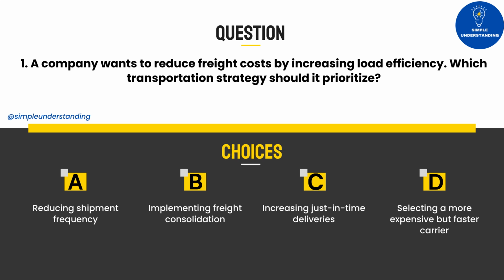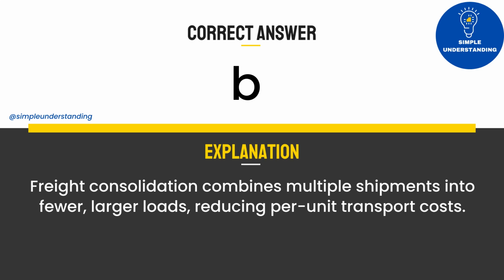Which transportation strategy should it prioritize? A. Reducing shipment frequency. B. Implementing freight consolidation. C. Increasing just-in-time deliveries. D. Selecting a more expensive but faster carrier. Correct answer, B. Explanation. Freight consolidation combines multiple shipments into fewer, larger loads, reducing per-unit transport costs.